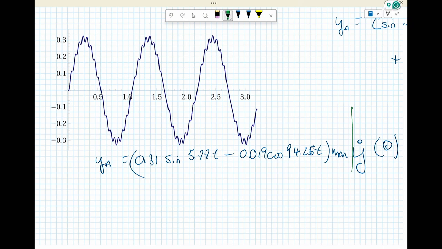So you end up with a solution here, which is very low frequency, high amplitude, 0.31 sine 5.77 t, and a very low amplitude, high frequency component, which is the fuzzy bit that you see on the sine wave. So it just doesn't change the actual overall amplitude that much, but it introduces a secondary vibration.